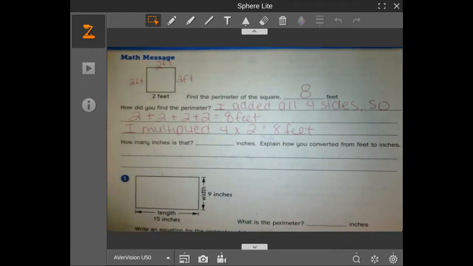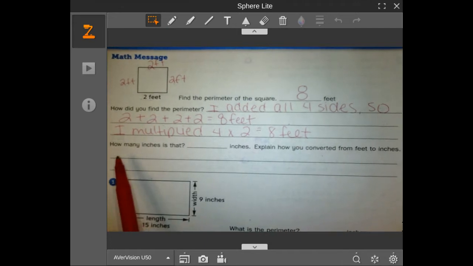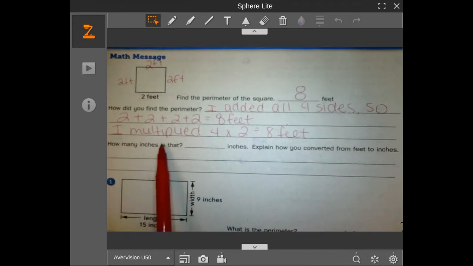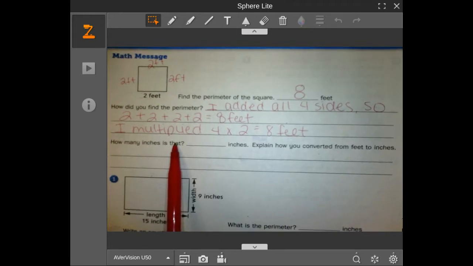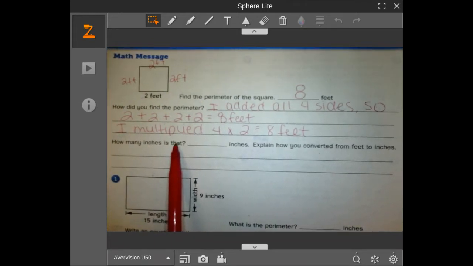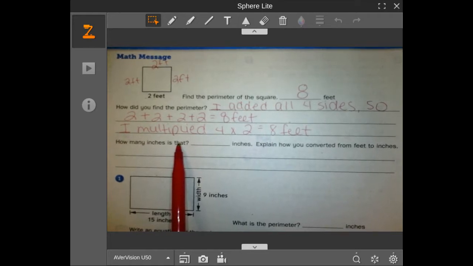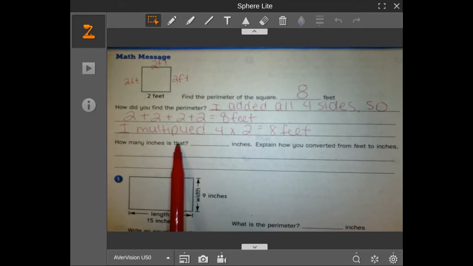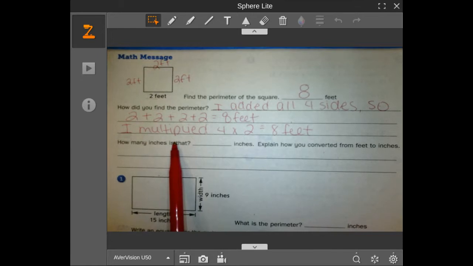Let's take it back a couple of lessons. Our next question asks us, how many inches is that? Well, we have to know how many inches are in 1 foot. So think back to last week when we worked on conversions. How many inches are in 1 foot?